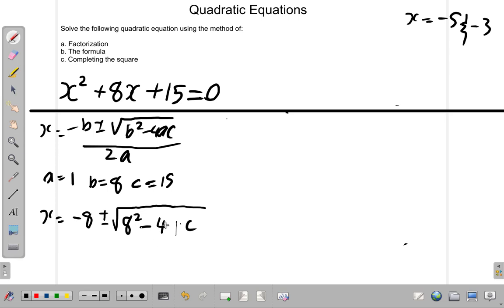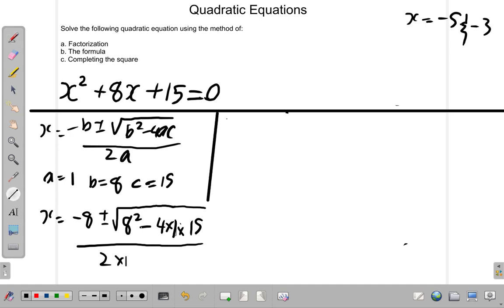But we don't want it to look like 41. We put the multiplication sign to show that it is 4 by 1, times C. C is 15. So let's erase the C and put 15 there. All over 2 times A. 2A. But what is A? A is 1. So let's get rid of the A and put 1. So it's 2 times 1.